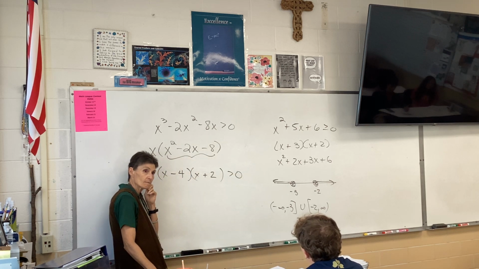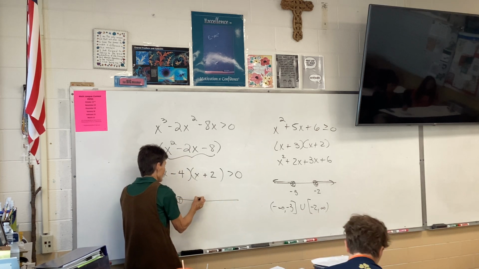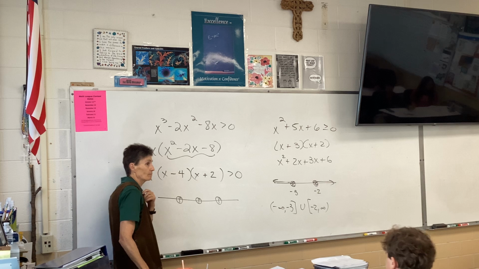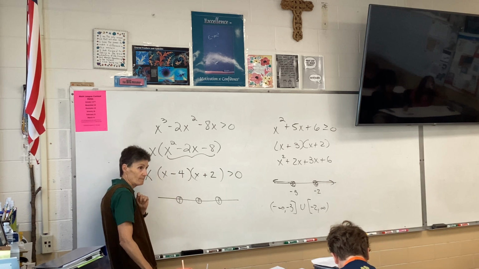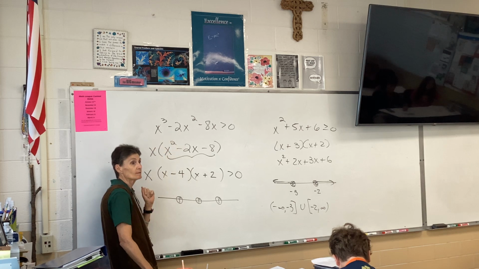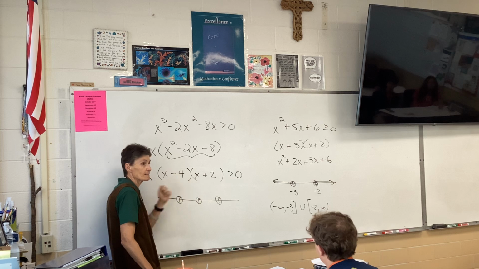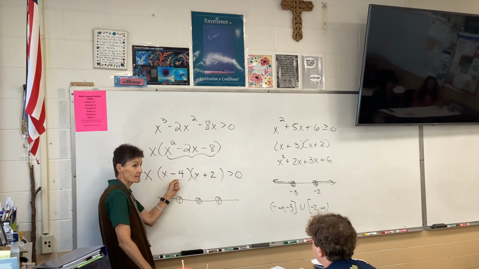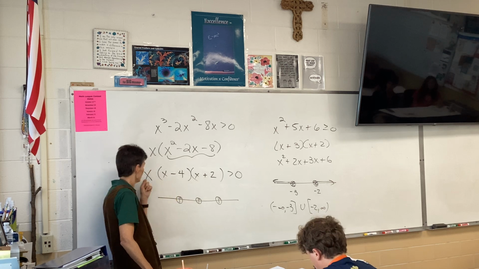Everybody okay? So here's my number line. Here's my 3 dots. Every x gets a dot. So 3 x's, 3 dots. Where will the dots be? Well, this one's easy. 4, -2. What do I do with that?